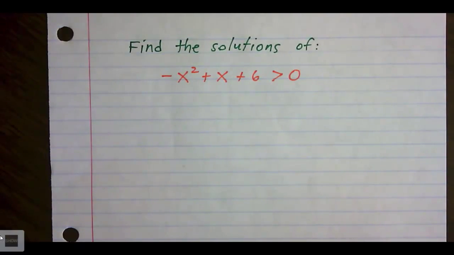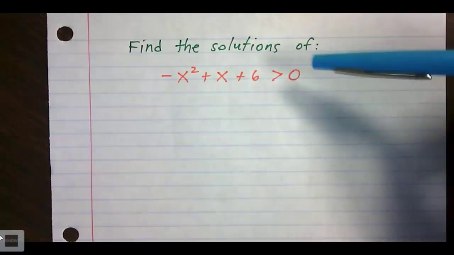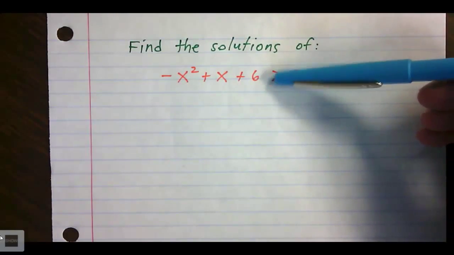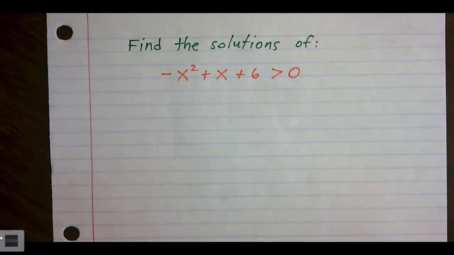Okay guys, so in this first example it says find the solutions of the following. Well, I've got all this quadratic stuff and I've got an inequality and then I've got zero. So what I'm going to do is kind of follow the note cards. It says factor the quadratic function. So I'm going to try to factor this first.